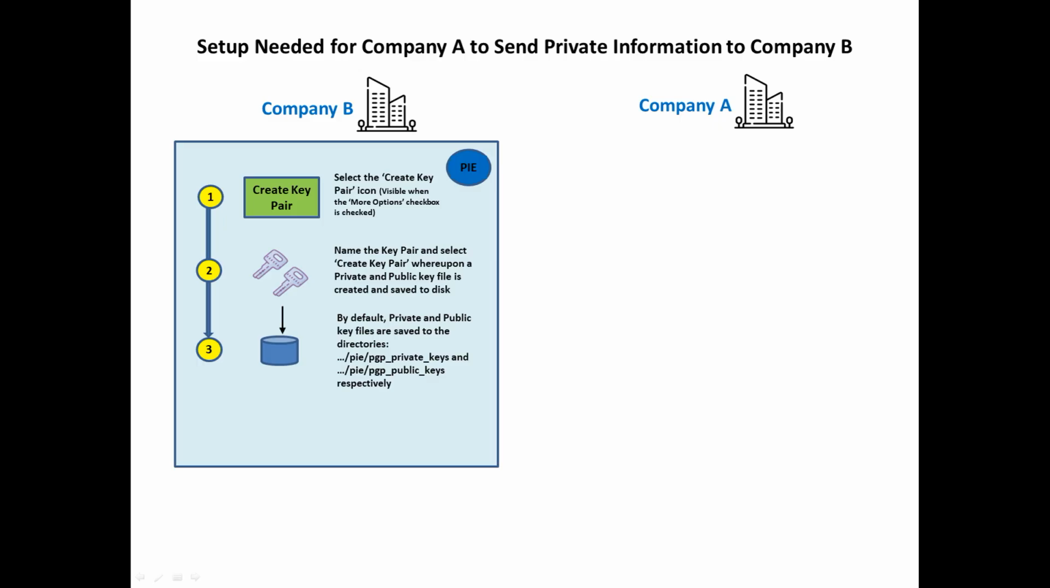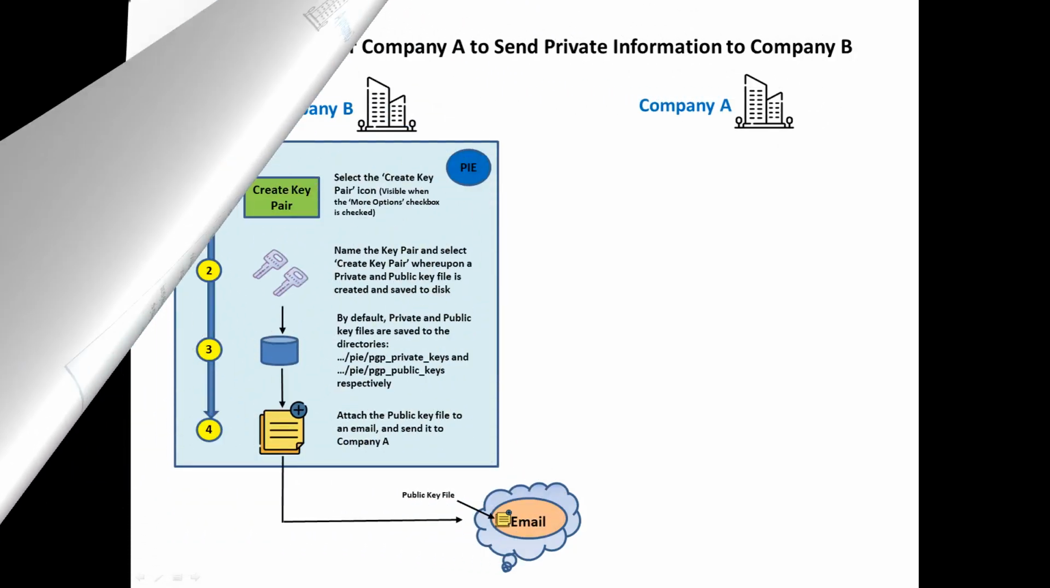The private key file would be created in the Pi subfolder named pgp_private_keys, and the public key file would be saved in the Pi subfolder pgp_public_keys. Once Company B has created the public and private key files, Company B can attach the public key file to an email, and send it to Company A.